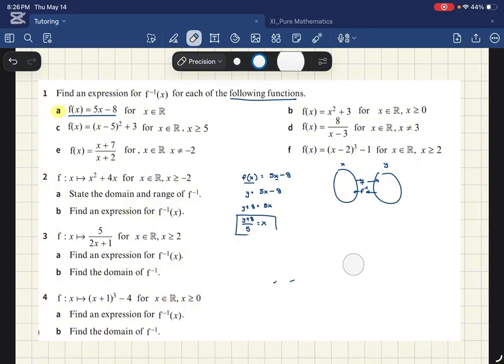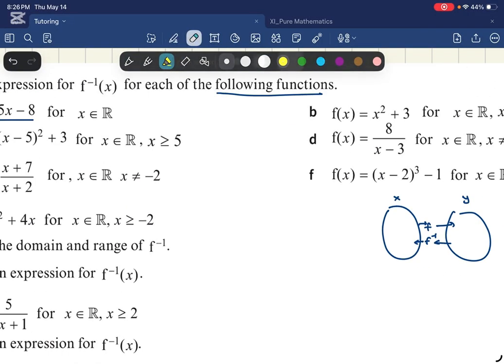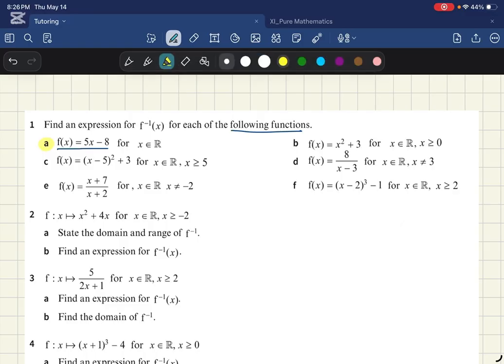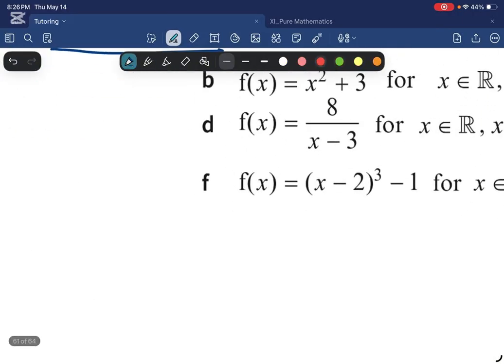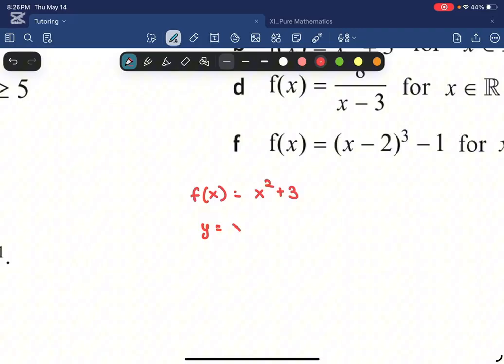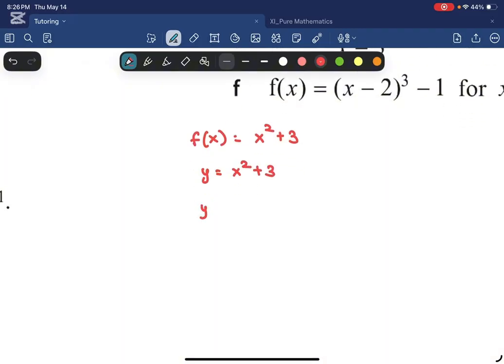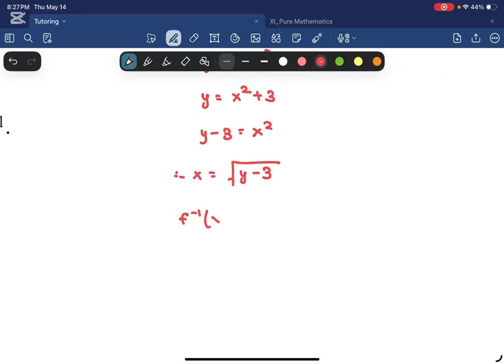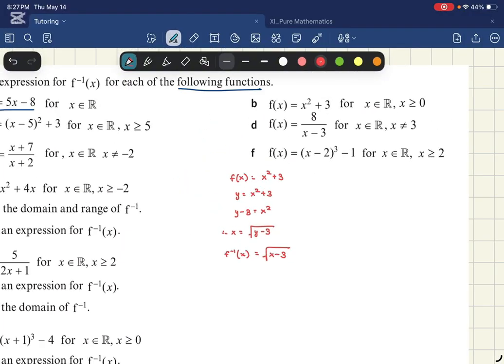All right, so part B. And let me turn on my laptop as well so that I can check along as we go. All right, so we have f of x is equal to x squared plus 3. So y is equal to x squared plus 3, and y minus 3 is going to be x squared, and therefore x is going to be square root of y minus 3. f inverse of x is going to be square root of x minus 3. So that is going to be your inverse function for B.